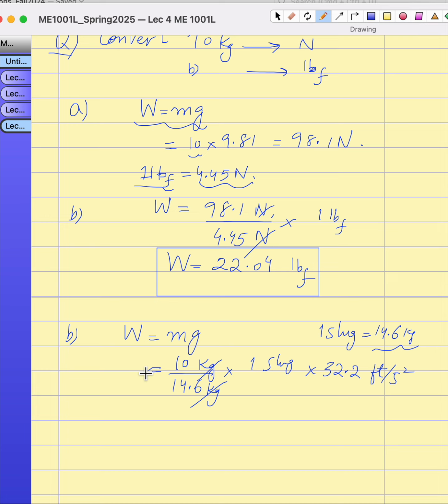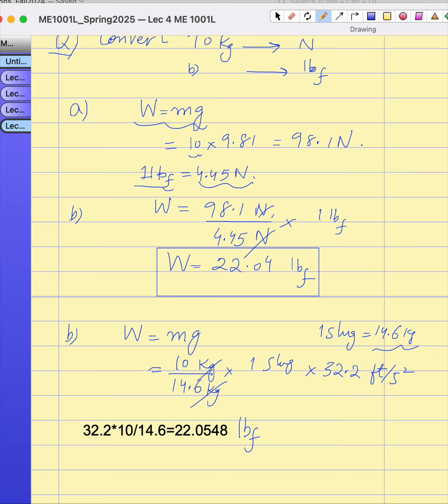So let's write it down here. If I do the math, this is 32.2 times 10 divided by 14.6. This is the same answer as what we have over here, in pound force. So this is another way to go from newtons to pound force and so on.